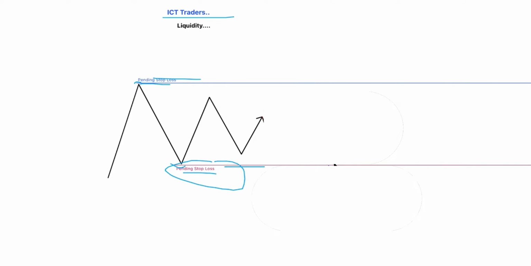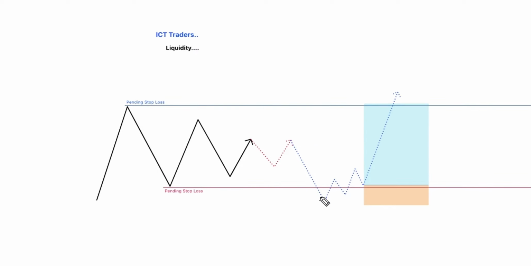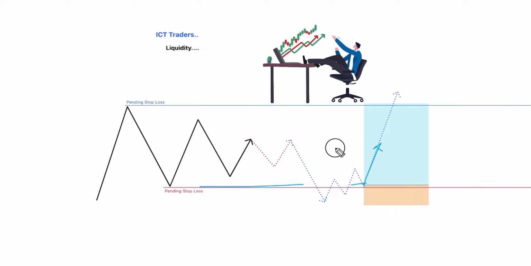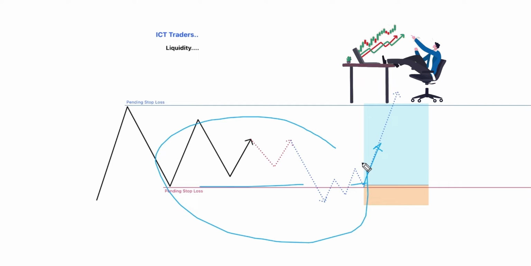Once they see price has taken out the stop losses of the sell side, they are confident that price will definitely move up to take the liquidity on the upside. So once they see the price has already taken out the stop losses and is now ready to reverse, they wait for a reversal pattern, and once they find the entry, they sit for a long trade after price hits all the stop losses of the retail traders.